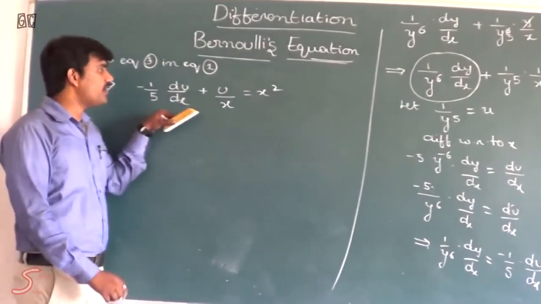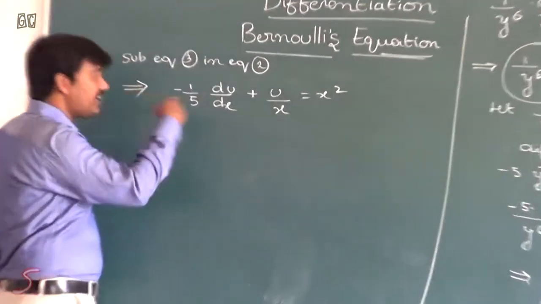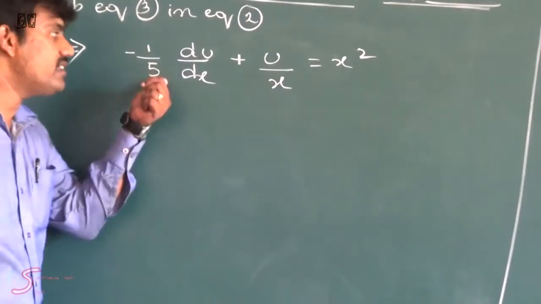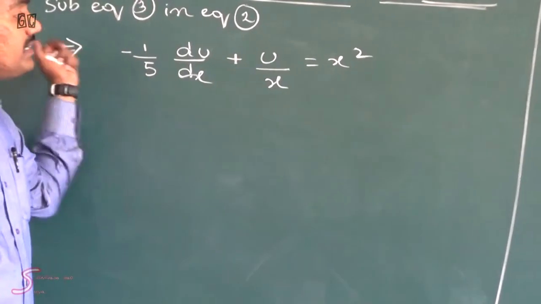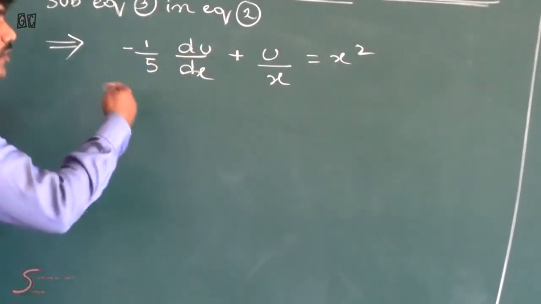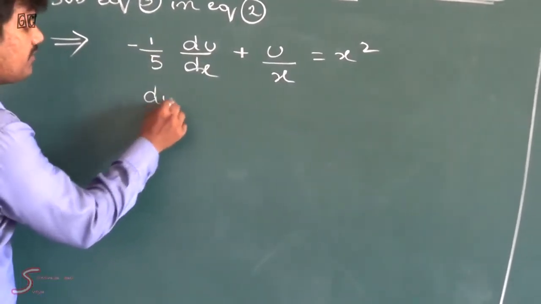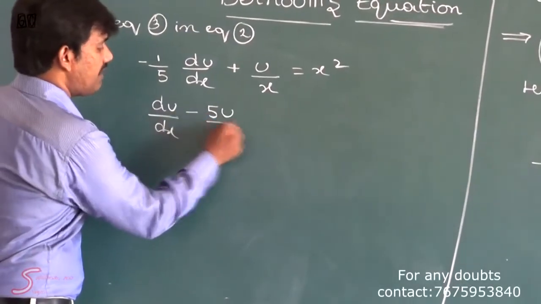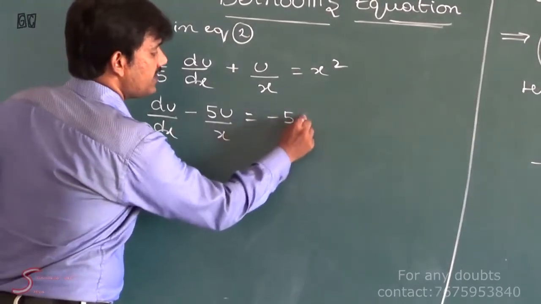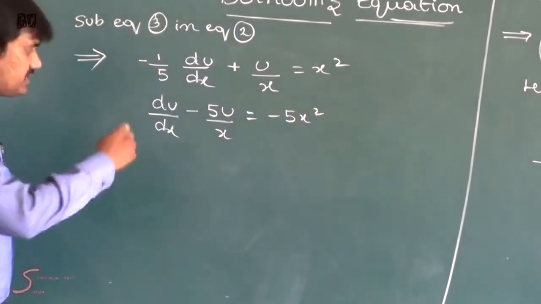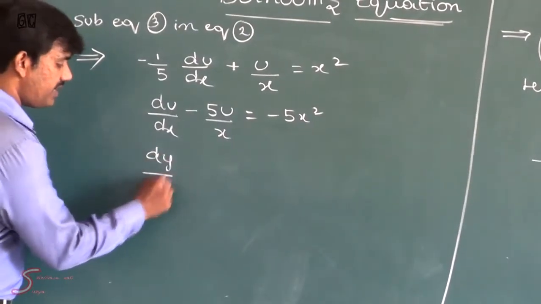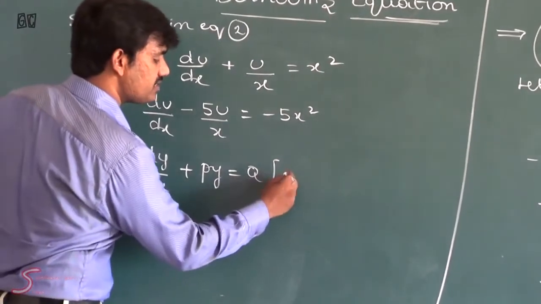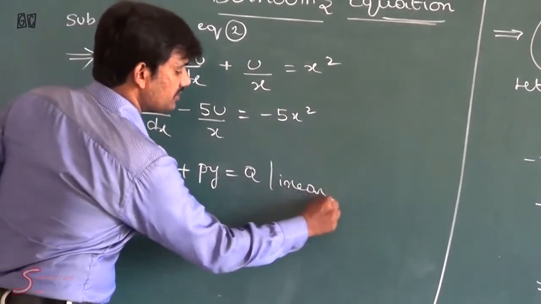If you observe, this again has a coefficient of du by dx. Without loss of generality, we have to make this value 1. That's why I am going to multiply this entire equation by minus 5. Then the coefficient of du by dx will be 1: du by dx minus 5u by x equal to minus 5x square. This is in the form of dy by dx plus py equal to q.